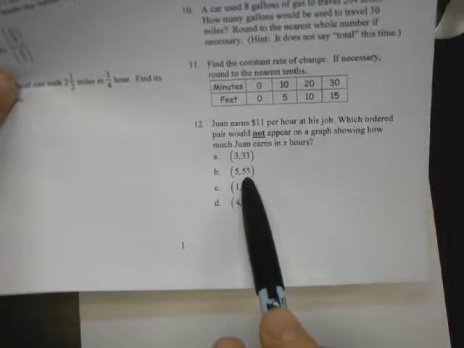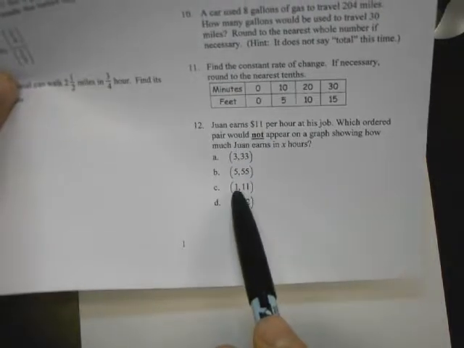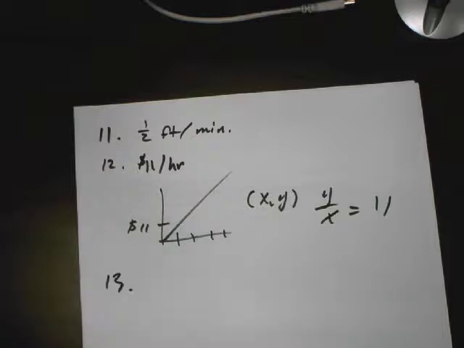33 over 3 is 11. 55 over 5 is 11. 11 over 1 is 11. 22 over 4 is not 11. 22 over 2 is 11. So the answer is D. Number 13.